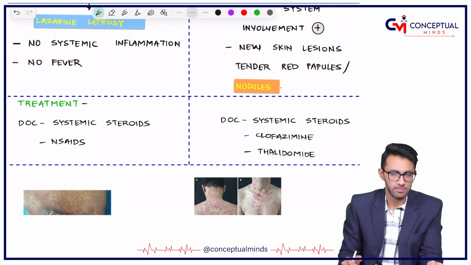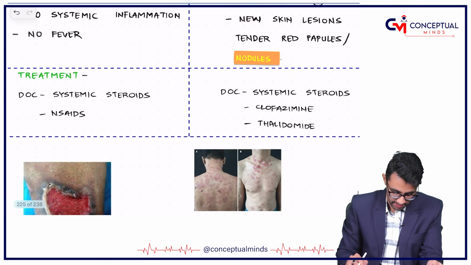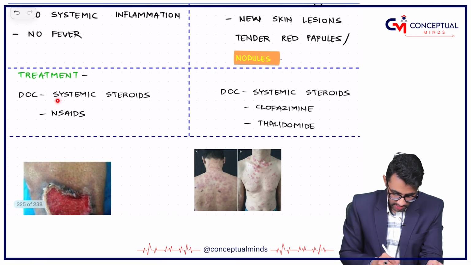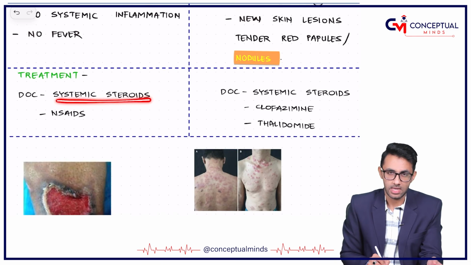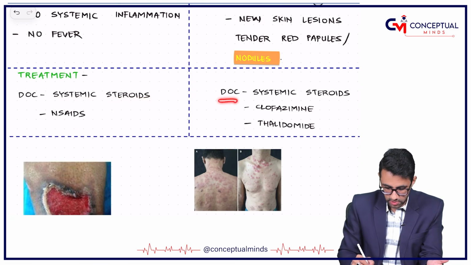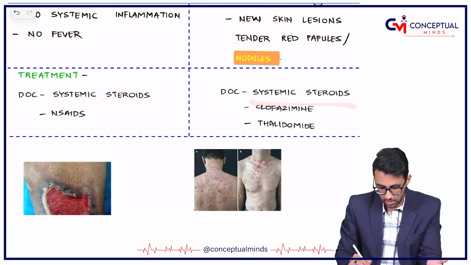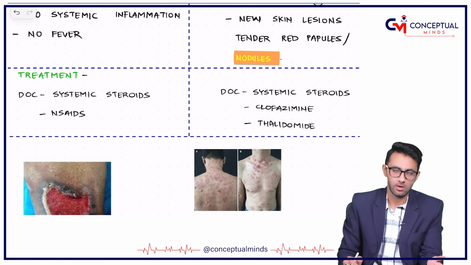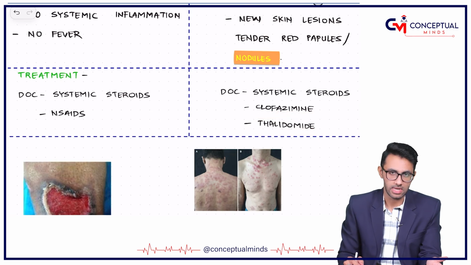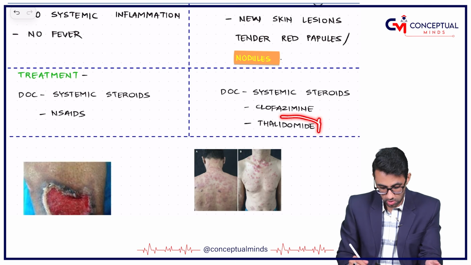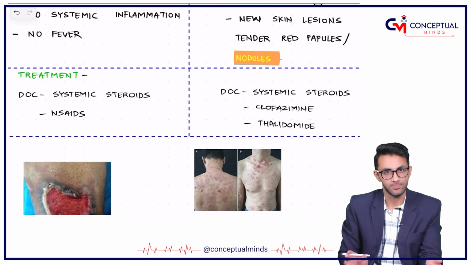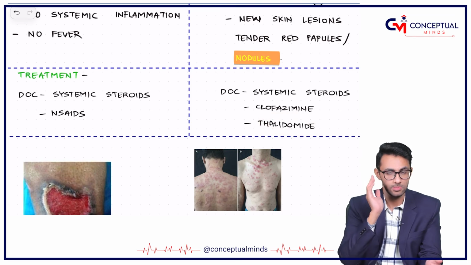How about the treatment? The treatment is more or less the same for both. We have to use systemic steroids; they are the drug of choice for type 1. We can also use NSAIDs as needed. The drug of choice for type 2 is also systemic steroids. We can also give clofazimine and thalidomide. Thalidomide is a teratogenic drug, so it is not indicated in all conditions, only in specific ones. But you should know that thalidomide is used. Why? Because of the MCQ options.